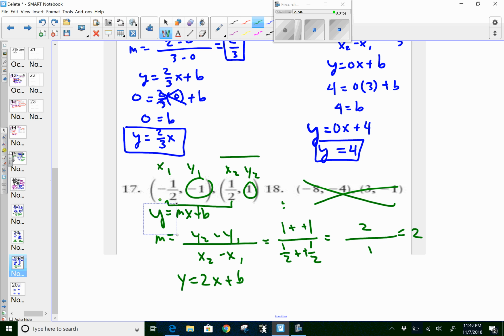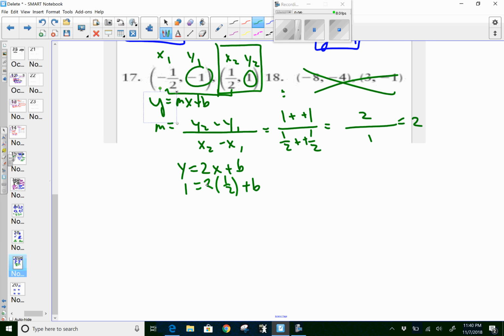So I'd rather just go ahead and use this point. So our y is 1, our x is 1/2. So 2 times 1/2 plus b, and I want to find out what that is equal to. So half of 2 is 1, so 1 plus b is equal to 1. Subtract 1 from both sides and I get b is equal to 0.